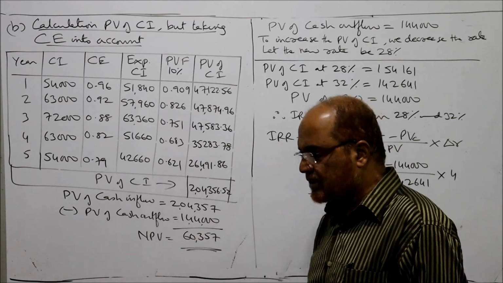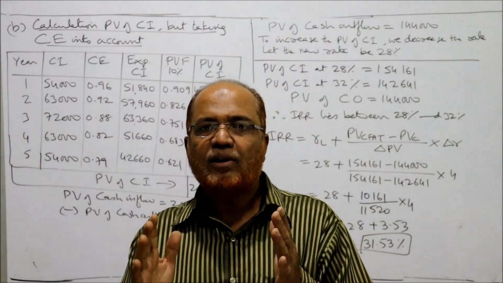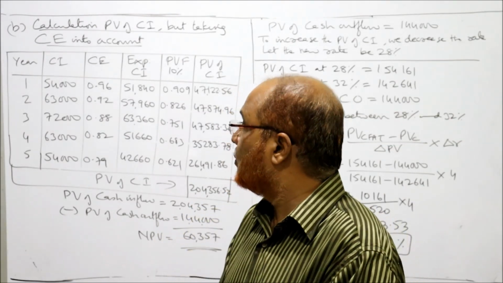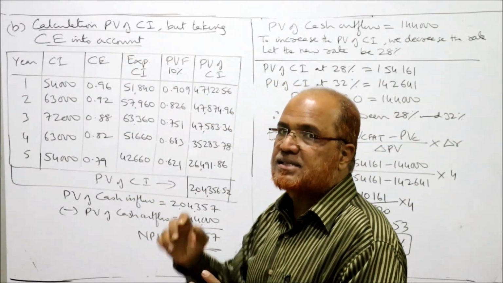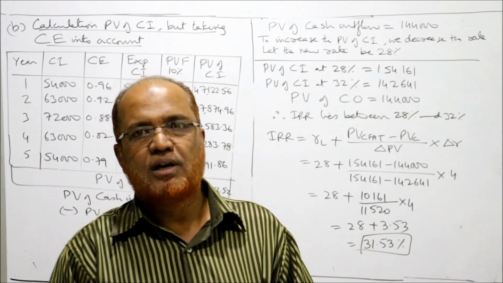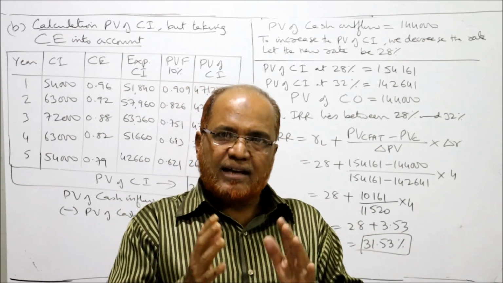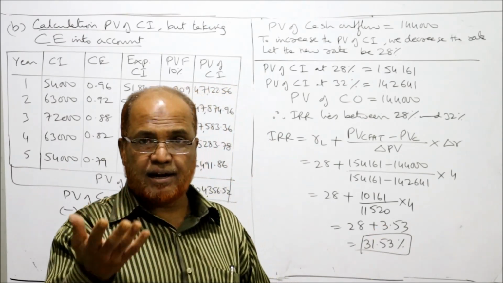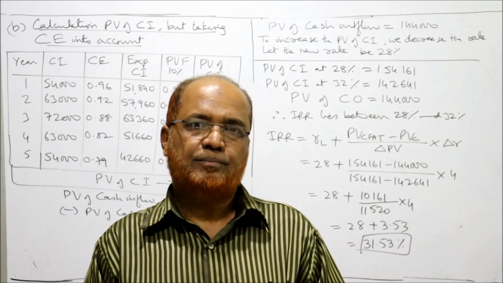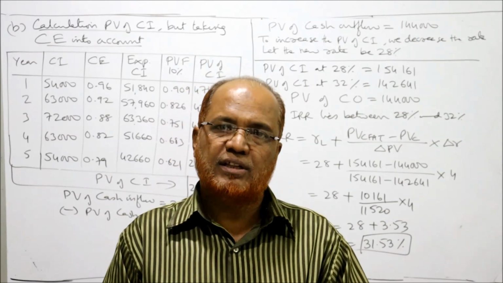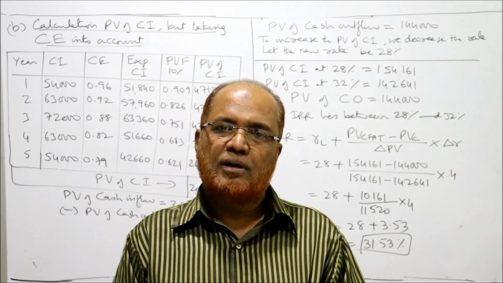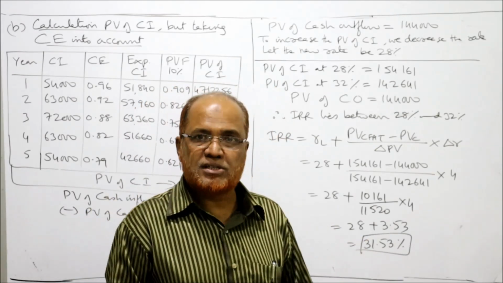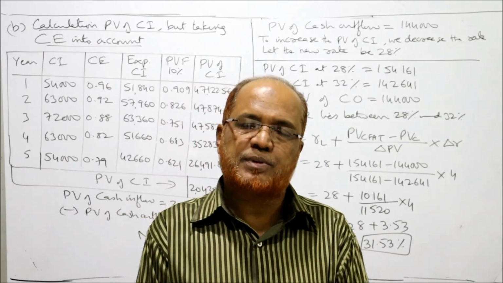Total NPV is 60,357. Now we have to give the conclusion on these two methods, the IRR method and CE, the certainty equivalent coefficient. It is suggested to accept the project because the IRR of 31.53% is greater than the required rate of return. The required rate of return given in the problem is 10%, whereas IRR is 31.53%. It's a good project, acceptable.